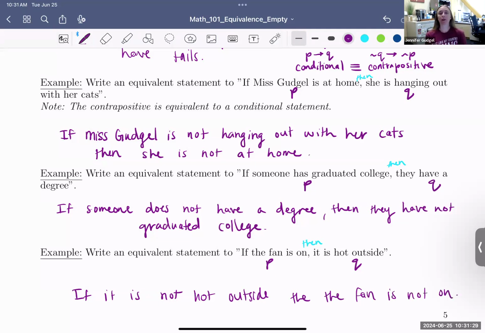So important to remember, conditionals and contrapositives are logically equivalent, and we can just take these symbolic forms and transform them into words. All right, we've made logically equivalent statements here for all 3 of these examples.